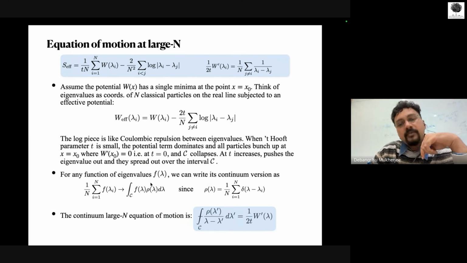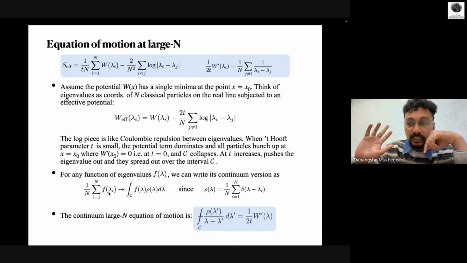Now, for any function of this eigenvalue f of lambda, it is very easy to write down a continuum version. If you have a discrete sum like this, then the continuum version is simply the integral of f weighted with the density function. You can very easily see, this is how we defined our density function. If you simply take this rho of lambda, plug it within this integral, and actually perform the integral, every delta function is going to click when lambda is equal to lambda I, and you are effectively going to get back this discrete sum.